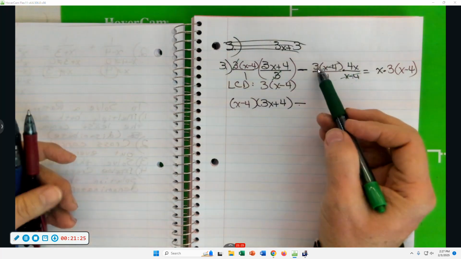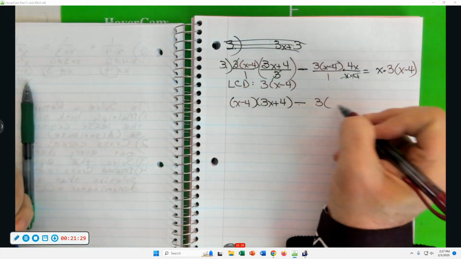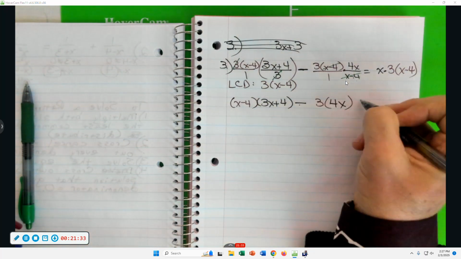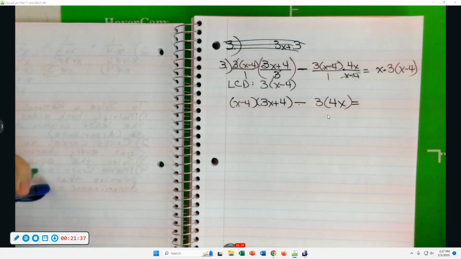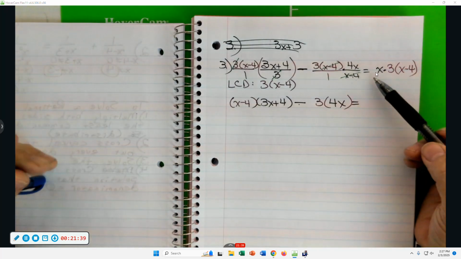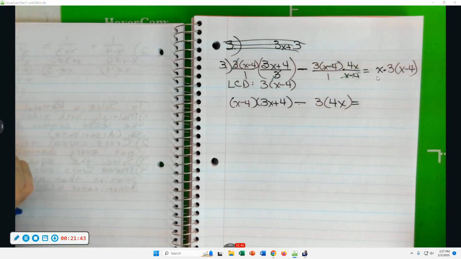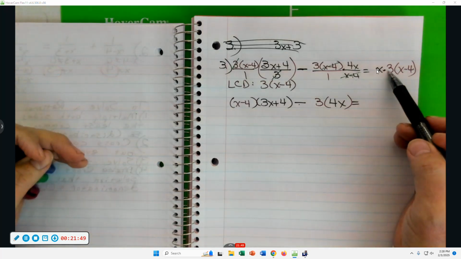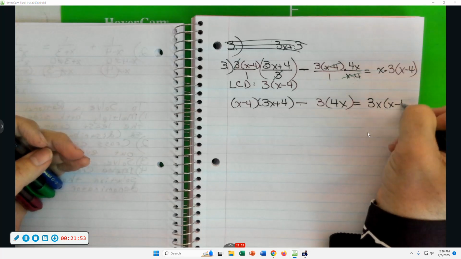So we have a 3 times a 4x. 3 times a 4x left. As you do more of these, you just write 12x there. And then this last one. I don't see any fractions here. Is anything going to cancel? Cross cancel? If you don't have fractions, you can't cross cancel. X times 3. You have a 3x times x minus 4.